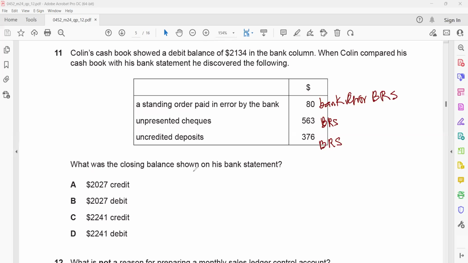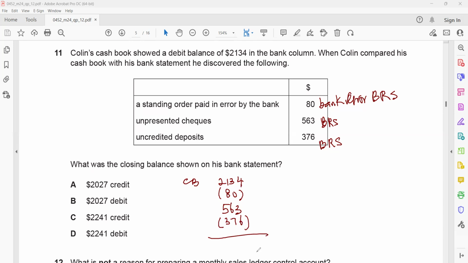We start with the cash book balance. Cash book balance is 2,134. A standing order paid in error by the bank means that the bank statement should have a lesser amount, so we minus 80. Unpresented cheque means that the bank has not paid this amount, so the bank statement should have more money. Uncredited deposit means the bank has not received this money, so the bank should have less money. So we minus. So we take 2,134 minus 80 plus 563 minus 376.